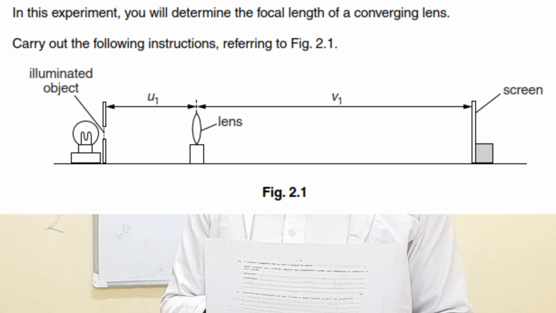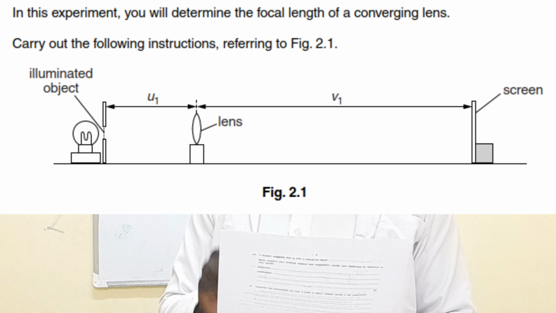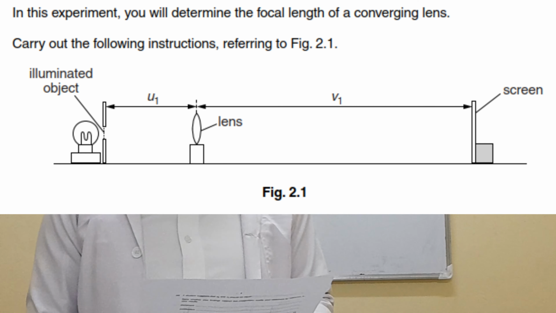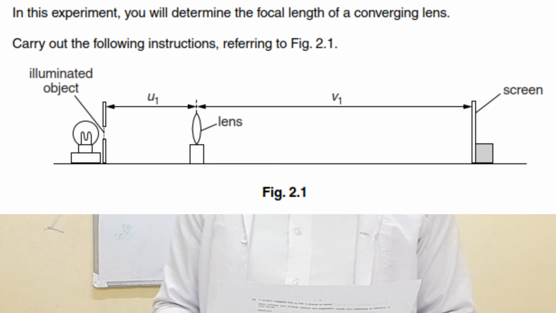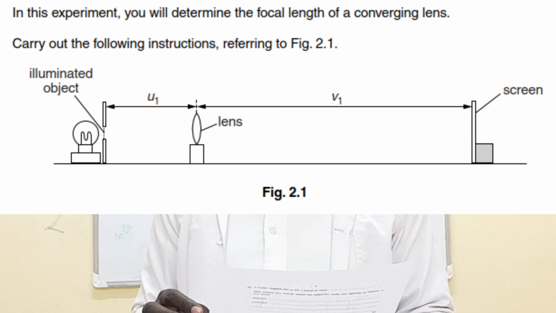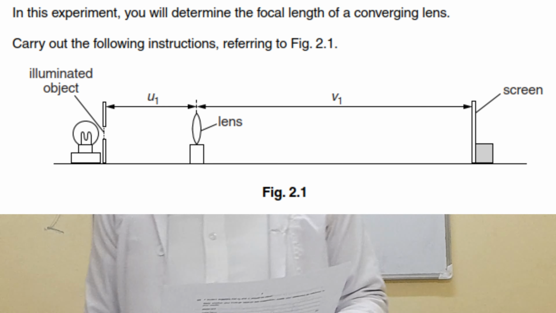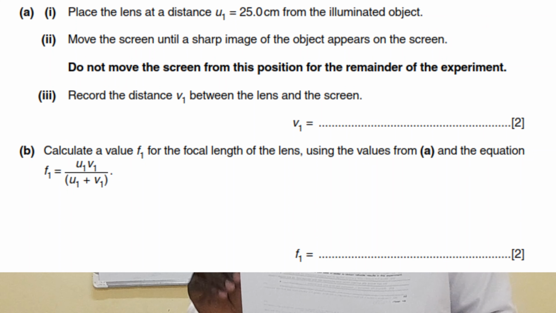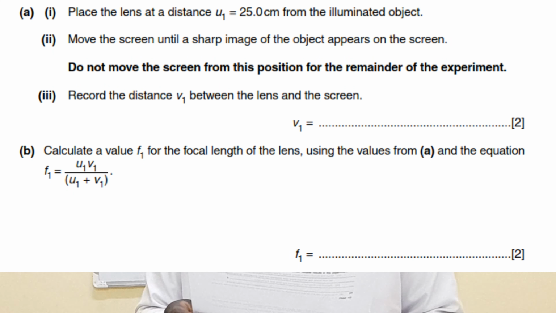So let's start. In this experiment, you will determine the focal length of a converging lens. That is the aim of the experiment. Carry out the following instruction referring to figure 2.1. If you look at this figure, we have an illuminated object. For this case, we'll be using a lamp which is connected to a cell or a battery. We have a lens and a lens holder. We have the screen.